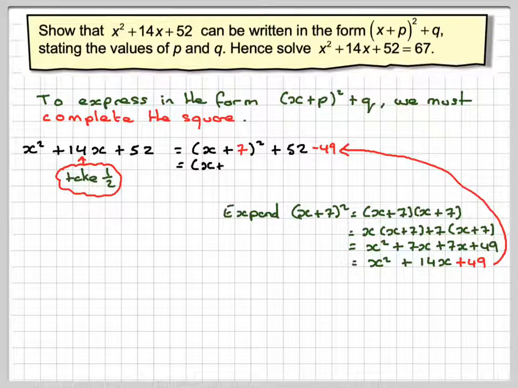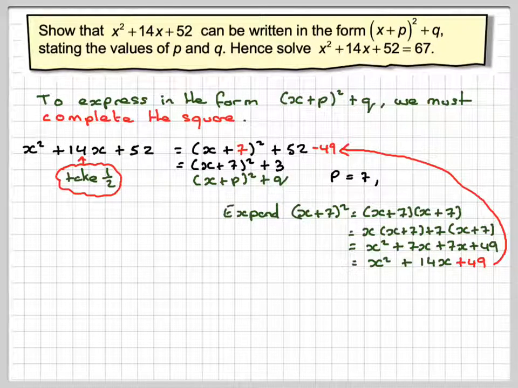So that now becomes (x plus 7) squared. 52 minus 49 is plus 3. That's now in the correct format, (x plus p) all squared plus q. Therefore, p will be equal to 7 and q will be equal to 3. It does actually state the values of p and q.